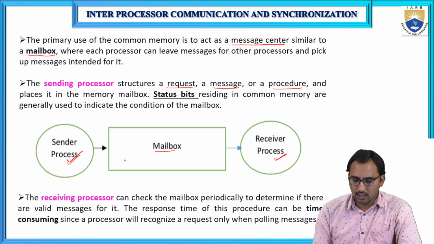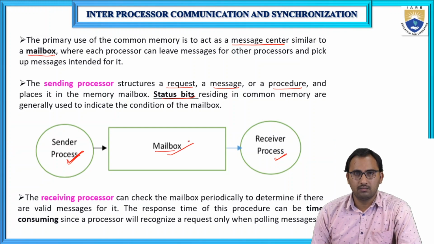The status bits residing in common memory are generally used to indicate the condition of the mailbox. So the sender processor, along with the information or data, also sends some status bits. What do those status bits represent? The status bits describe whether the mailbox is empty or whether it contains some data.